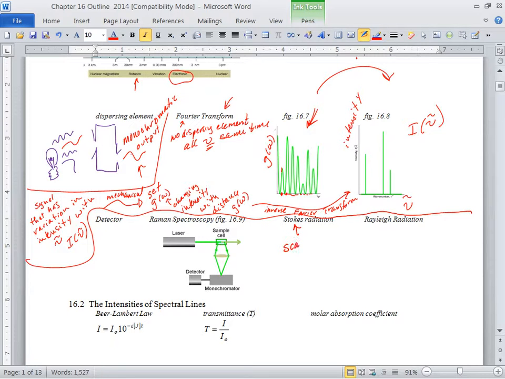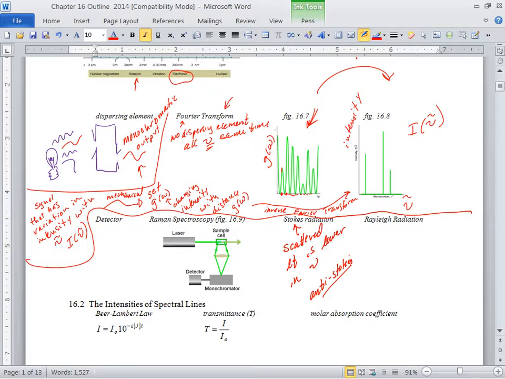The scattered light is lower. Now, can I say lower in frequency, lower in energy? Does that mean the same thing? Yes, it does. So it doesn't matter which one I say. Lower in frequency, lower in energy, same thing. And then there's, I don't have it on here, anti-Stokes. So you have Stokes scattered radiation and anti-Stokes scattered radiation.